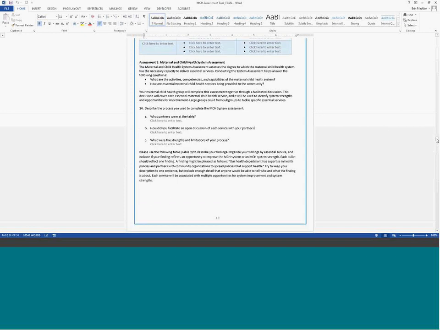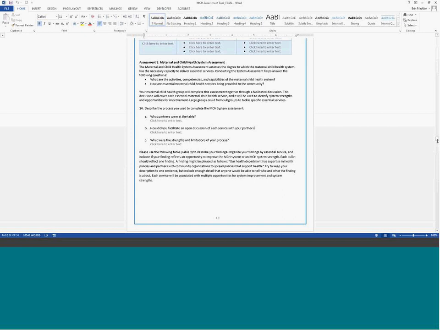So the assessment we haven't oriented you to yet, so you haven't received this piece of the tool. This piece of the tool, we have question 14, where you'll talk about the process you use to complete the system assessment. What this will look like is bringing together your community partners around each of the essential services and having a discussion. We have a guided protocol for having a discussion where you'll talk about different things that you do, gaps, and things that you do at the system level and the services that you provide around maternal child health.